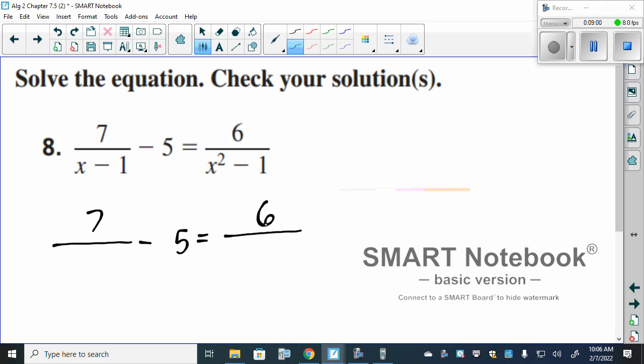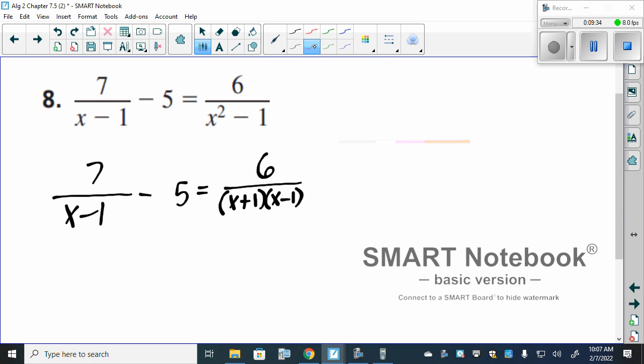Now we can go on and factor this before we find our restrictions. Now looking at this problem here, x minus 1 does not simplify. There's no way to factor to make it easier to work with. It's just going to be x minus 1. But the x squared minus 1 is factorable, and it would be x plus 1 and x minus 1.